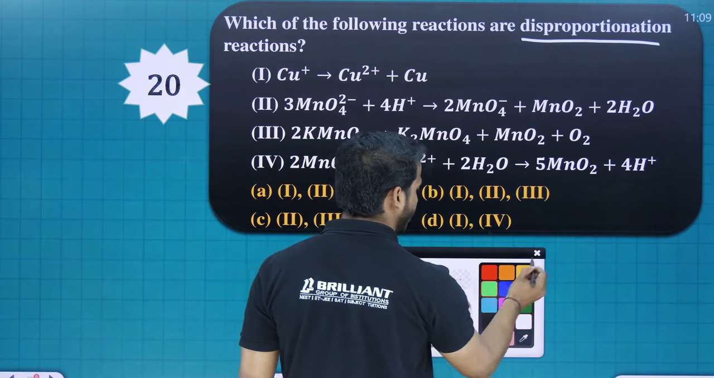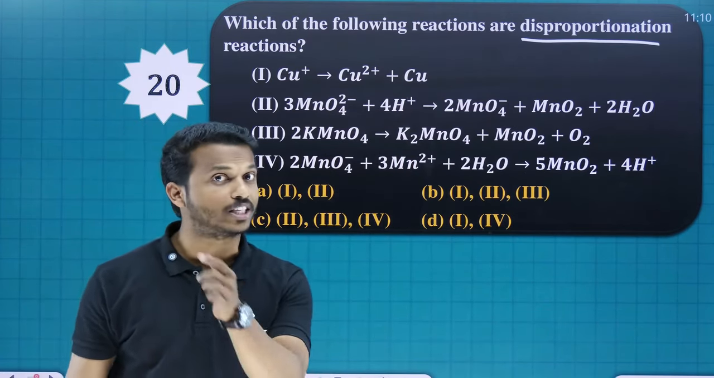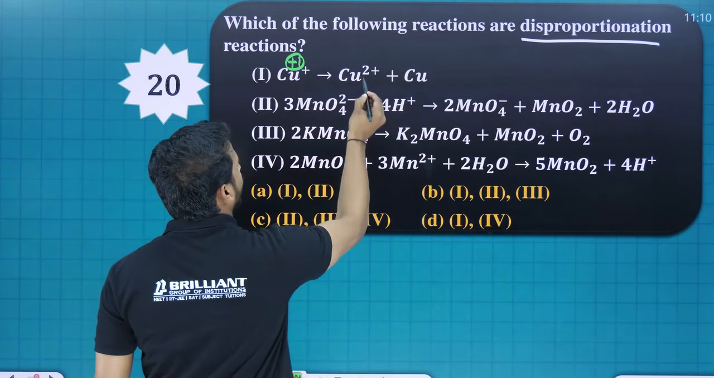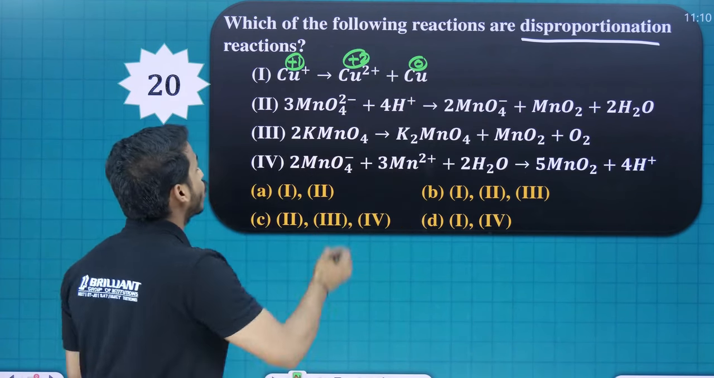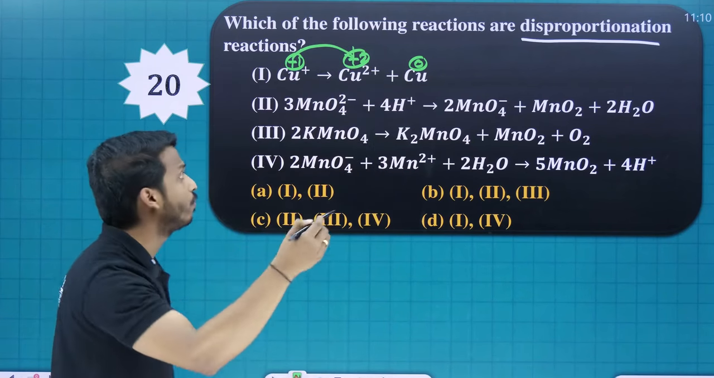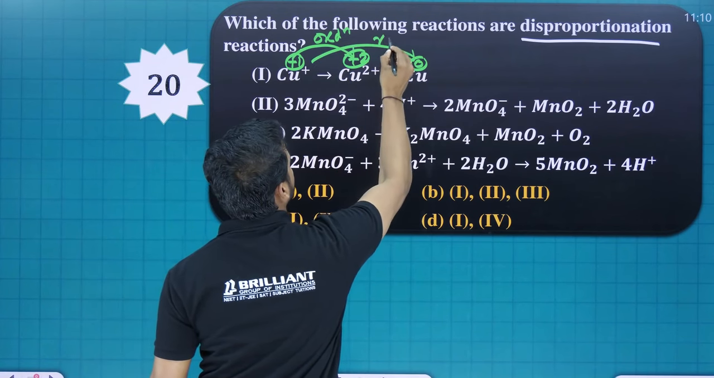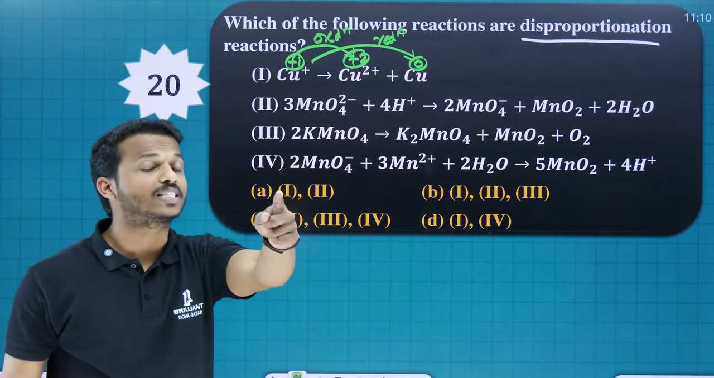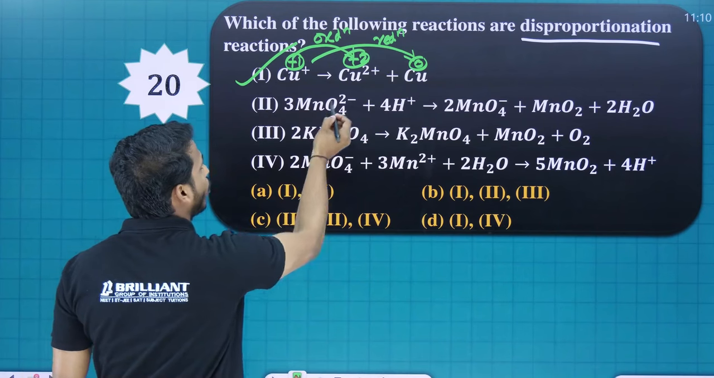Which of the following reactions are disproportionation? What do you mean by disproportionation? When the same species undergoes both oxidation and reduction, it is called disproportionation. Check it. Copper, here it is +1 state. Copper, here it is +2 state. And here it is 0 state. So copper +1 converted to +2 means oxidation. +1 converted to 0 means what? Reduction. So both oxidation and reduction take place, yes, it is disproportionation.